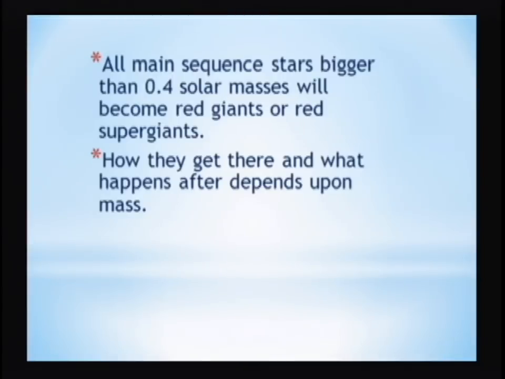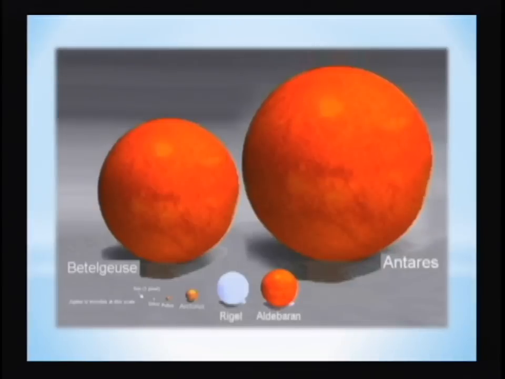Now, we're going to talk about stars that are obviously bigger than 0.4 solar masses, and they're going to become giants or red supergiants, and how they get there is completely dependent upon their original mass. And so this picture just gives you a feel for how big some of those stars are. Now, guys, I want you to realize that on this scale, if you look at the bottom left, you see something that says the sun, and it has in parentheses 1 pixel. We can't even see the sun. If we had to look at that, we'd see it as 1 pixel size relative to these big stars.